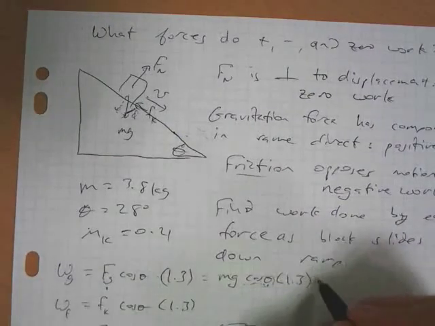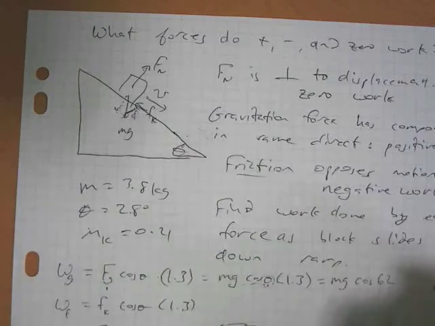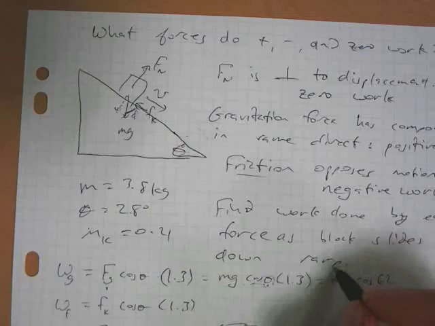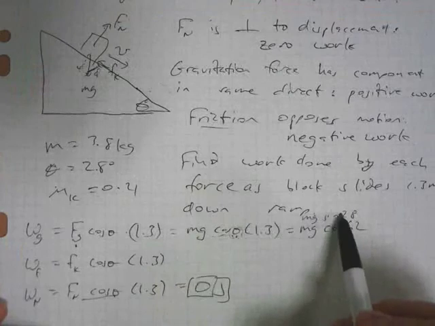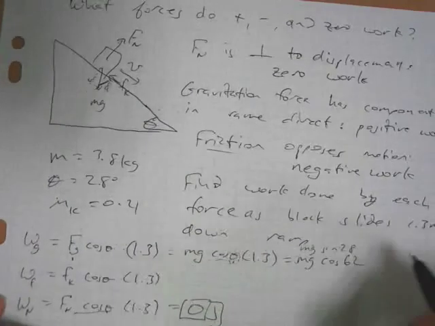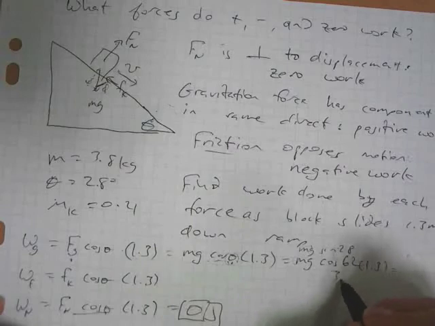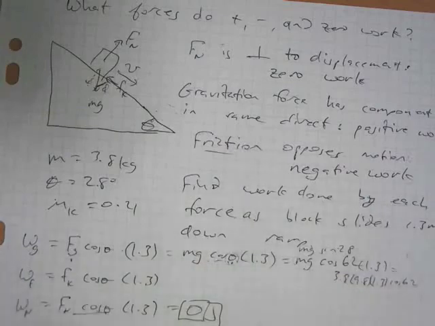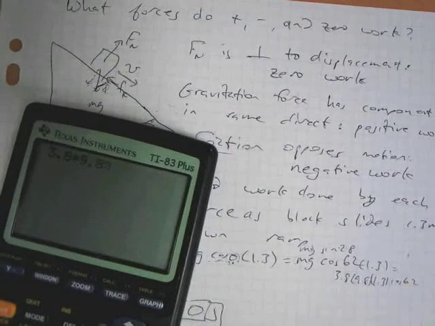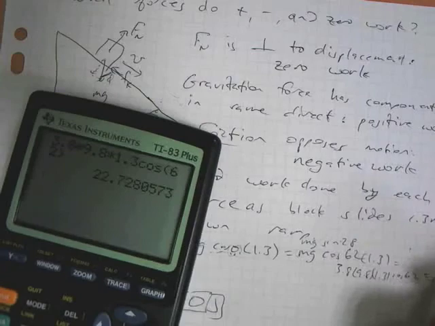So we can say this is mg cosine, not 28, but 62. We could also say this is mg sine 28. You can think of it as the component of the force in the direction of motion times distance, or as the magnitude of the force times the cosine of the angle between. Either way, it works out. So that's just 3.8 times 9.8 times 1.3 times cosine 62, and that comes out to 22.7 joules.